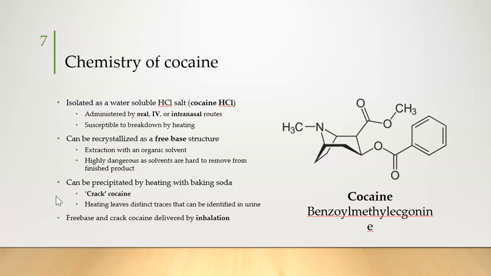Heating the cocaine with baking soda leaves a distinct trace that can actually be identified in urine. By heating it, we're creating a kind of byproduct that is found in urine and sticks around long after the cocaine leaves your system. Now, both your free base and crack cocaine can be delivered by inhalation. Both of these can be ground into powders and then snorted.